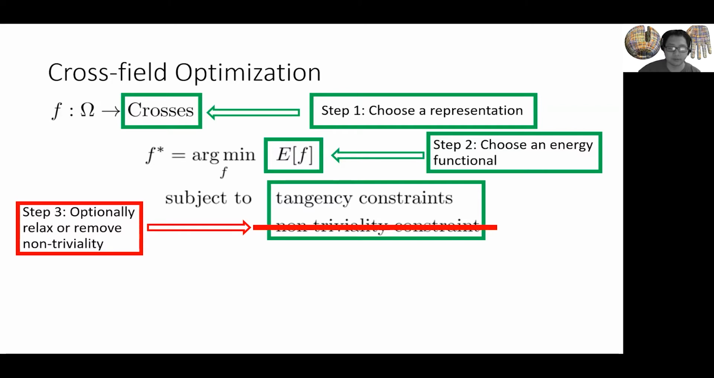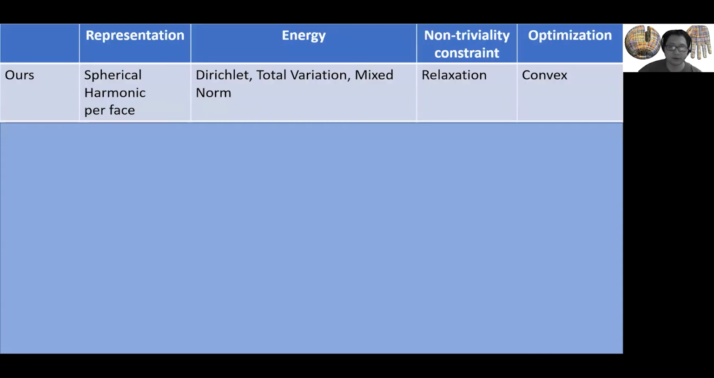For example, if the tangency constraint is linear and the energy functional is convex, then you could solve this whole problem to global optimality. So we essentially just follow this recipe, which summarizes our algorithm as a choice of representation and energy. And before I go into detail about what our representation, constraints, and energy choices are exactly, I just want to give a high-level view of cross-field optimization.